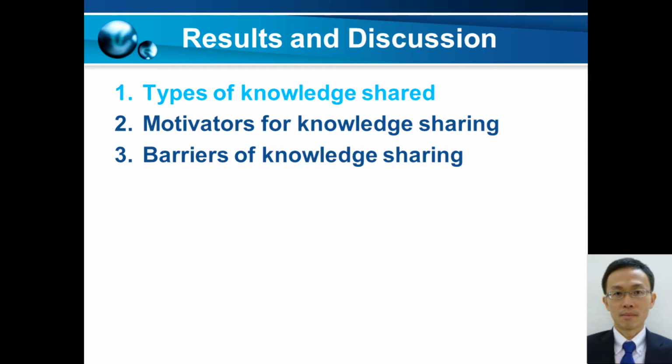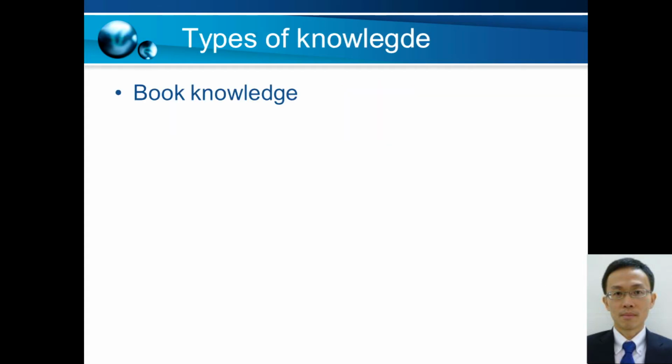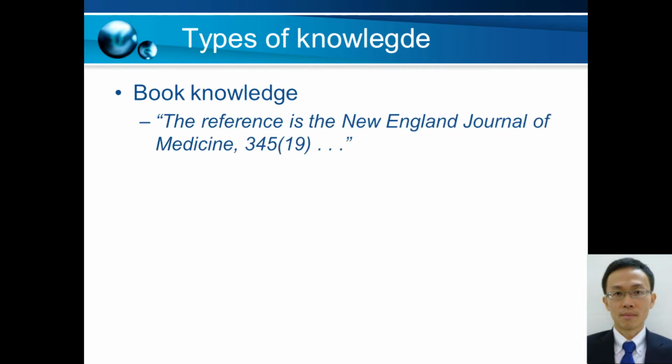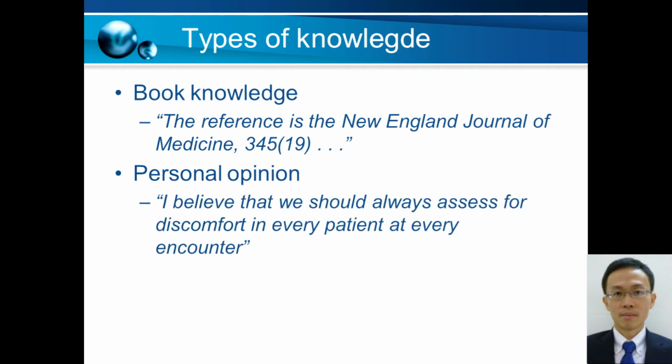Here I will share with you the results that I found. First, what types of knowledge are shared by the people in these 3 communities? I found book knowledge, such as this. The reference is the New England Journal of Medicine. So such knowledge is found in books, in journals, or in websites. I also found people sharing personal opinion type of knowledge. For example, I believe that we should always assess for discomfort in every patient at every encounter. This is a person's personal opinion, personal viewpoint.